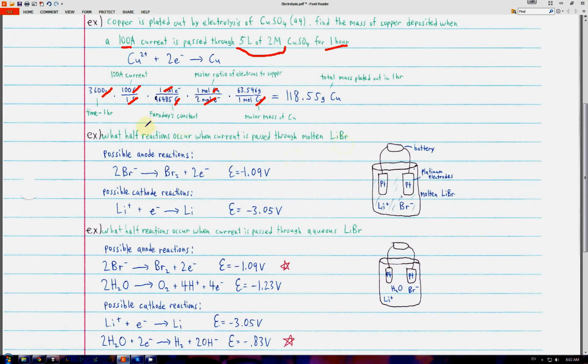So let's look at what happens when we pass a current through molten lithium bromide. Now molten means it's in the liquid state, so it's in ions, Li plus and Br minus, but there's no water or anything. So we have 2 platinum electrodes, and we have a battery over here.